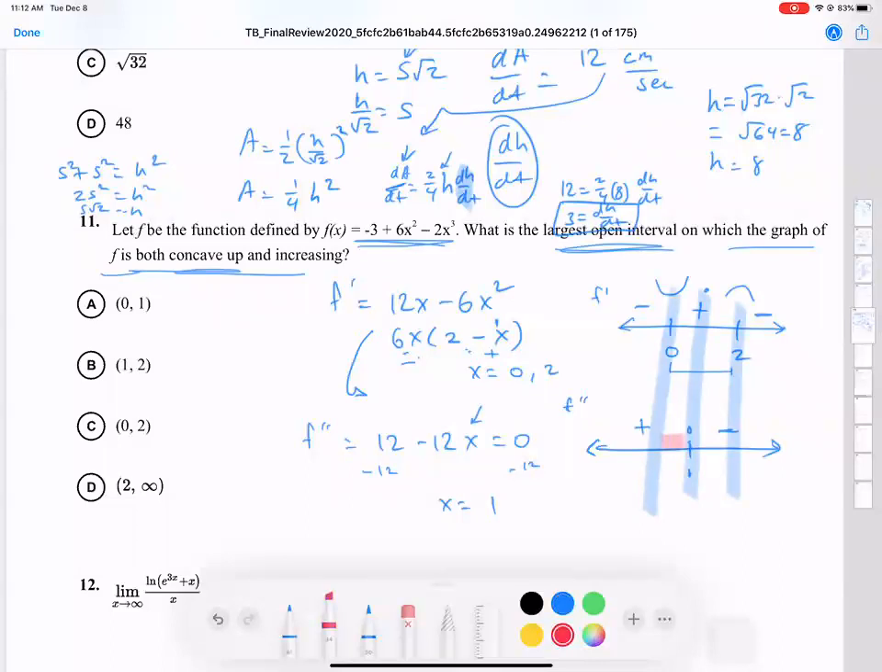Well, isn't it concave up? 0 to 1. Because not only is it concave up, but it's also increasing only between 0 and 1. Sure, it's increasing from 0 to 2, but I'm not counting anything past 1 because it's not concave up anymore. So everyone see where it's overlapping? So from 0 to 1.